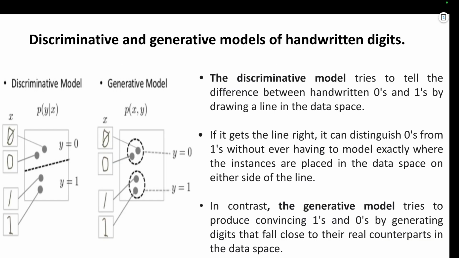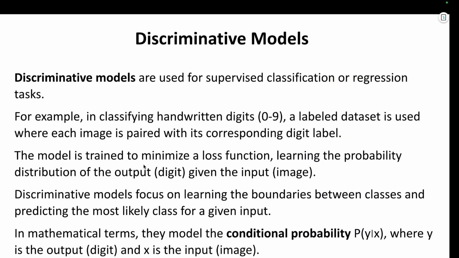Now let us discuss one example of the discriminative model and generative model. In a discriminative model, whatever images are generated, these images are classified into different classes, two classes, real and fake. But the generative model tries to produce convincing ones and zeros, generating digits that fall close to their real counterparts in the data space. Discriminative models are used for supervised classification, whereas the generative model is used as an unsupervised model.